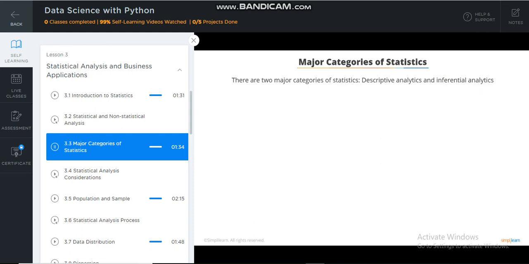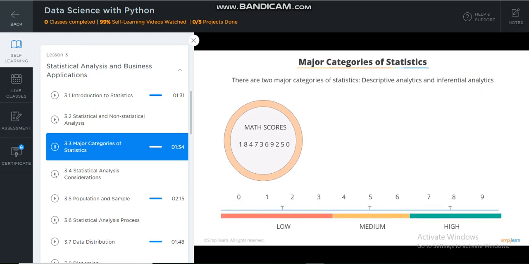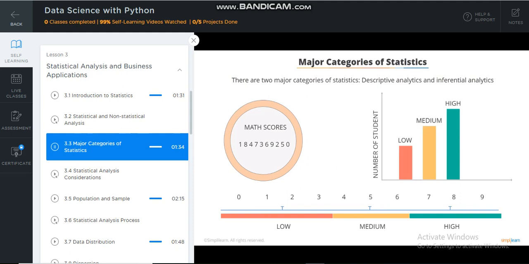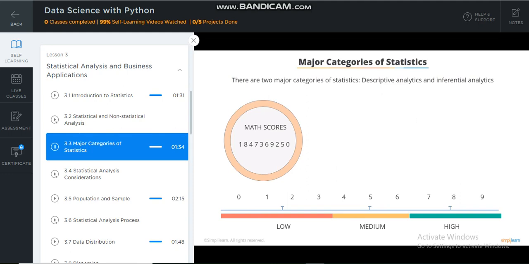There are two major categories of statistics: descriptive analytics and inferential analytics. Descriptive analytics helps organize the data and focuses on the main characteristics of the data. It provides a concise summary of the data. You can summarize data numerically or graphically. For example, you can collect all the data about the visitors to your website for a week and summarize the data.